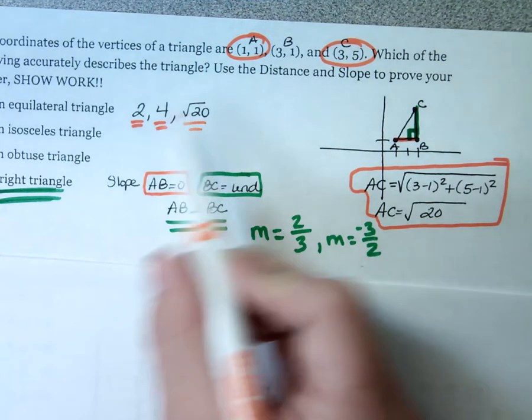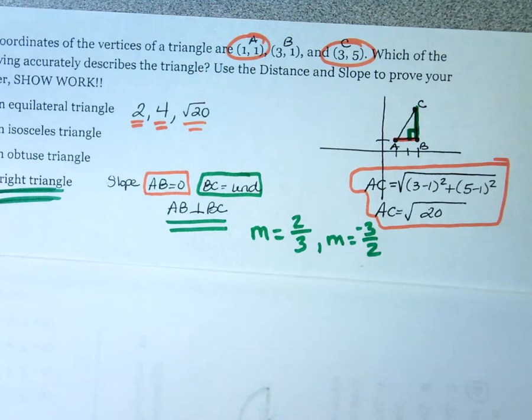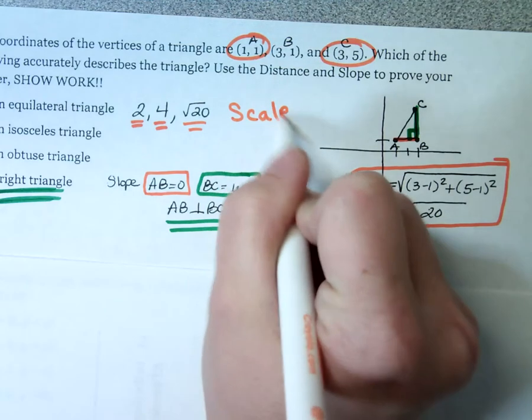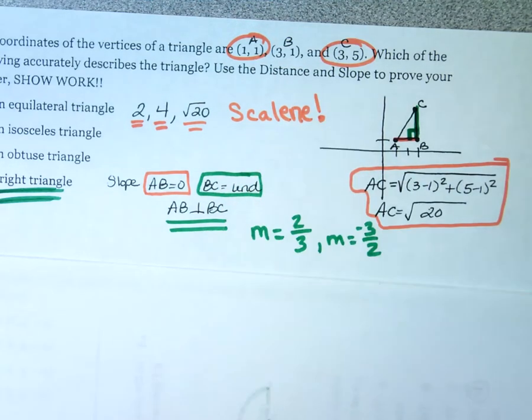So you can see that none of my sides are the same length, which means it's what kind of triangle if none of the sides are the same length? It's a scalene triangle. But that's not one of our choices. So I know that it is a right triangle because vertical and horizontal always make perpendicular.